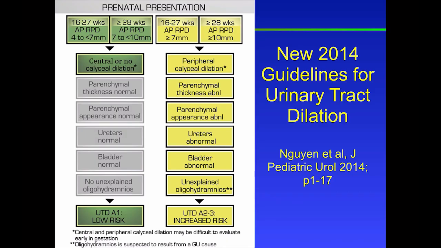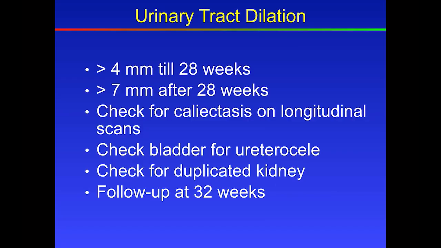The guidelines from 2014 from the Fetal Urologic Society talk to us about the measurements that we can use for low risk versus high risk. We use the number 4 up until 28 weeks, and then the number 7 after 28 weeks. And for severe, we use 7 at 28 weeks and 10 after 28 weeks. And we look for calyceal dilatation and the parenchyma and whether it's abnormal. We look at the ureters, the bladder, and for other causes of oligo.